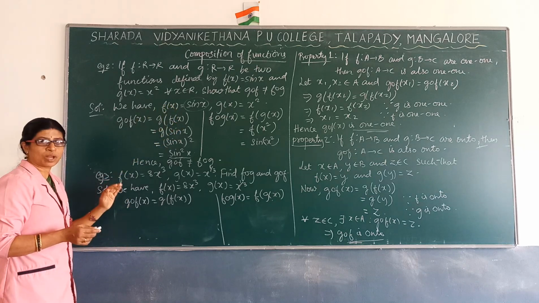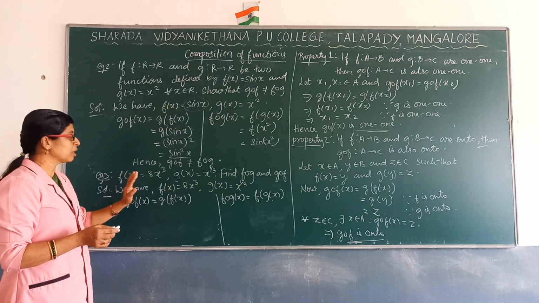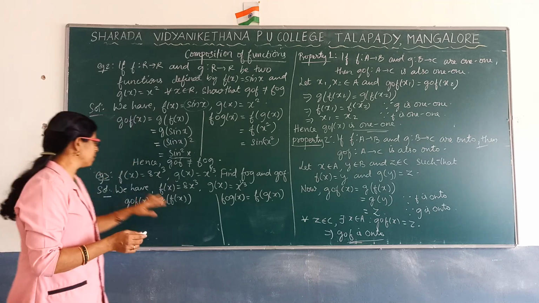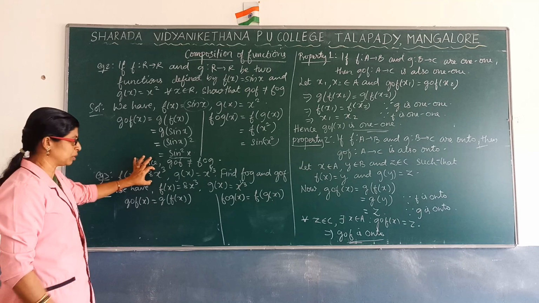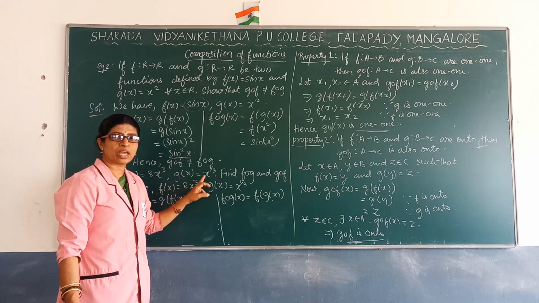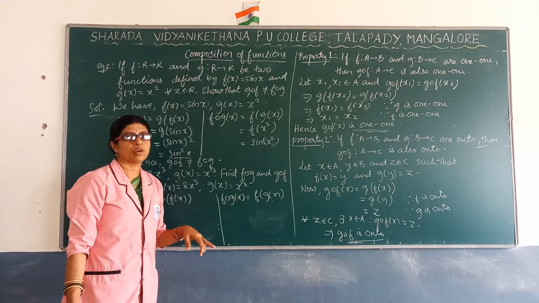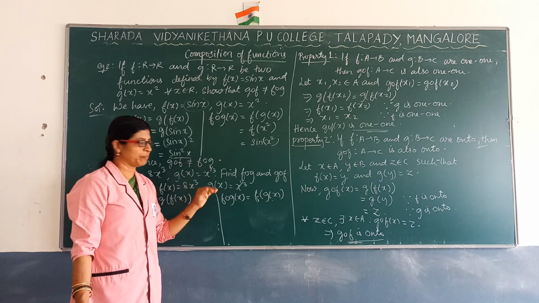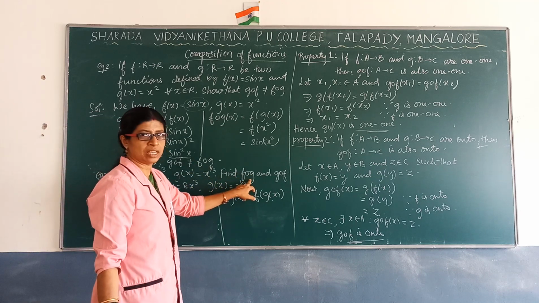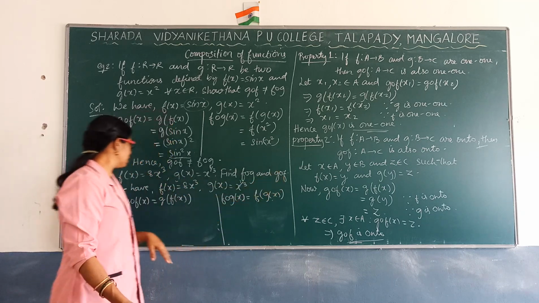So let us discuss one more question based on the concept of composition of two functions. So what is the given function? f of x is equal to 8x cubed and g of x is equal to x to the power 1 by 3. What is the meaning of x to the power 1 by 3? It is nothing but cube root of x. Find f o g and g o f.